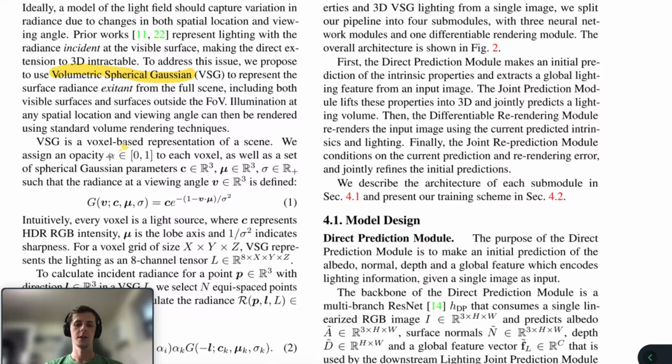Alpha, which is an opacity, so from 0 to 1. There's the intensity, HDR RGB, so 3 values. There is m_i, which is the lobe axis of the Gaussian, and sigma, which is sharpness. So taking those parameters here and a given angle, you can get the color of this given voxel by this formula here.